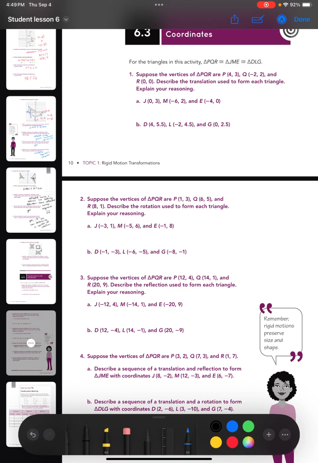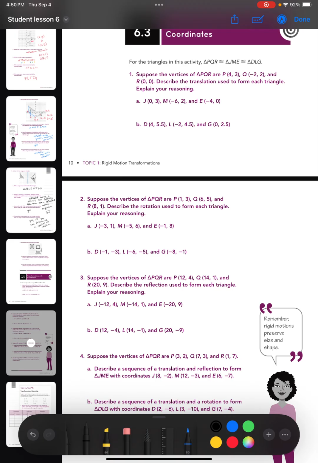All right, last little activity says: for triangles in this activity, triangle PQR and triangle JME is congruent to triangle DLG. It says suppose the vertices PQR are those numbers given: 4, 3; negative 2, 2; and 0, 0. Describe the translation used to form each triangle. All right, so if we're looking at A, point P went from 4, 3 and became 0, 3. Okay, point M went from Q at negative 2, 2.